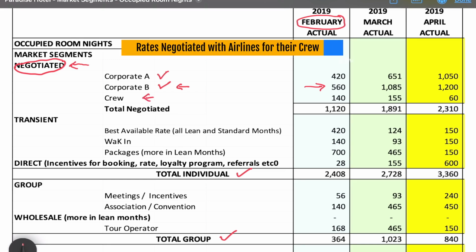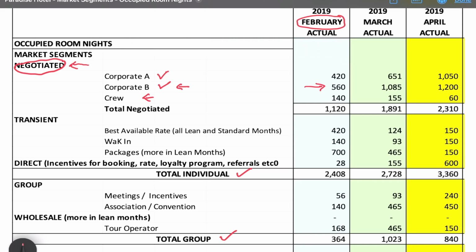These are the rates given to airlines for their crew who could be checking in and checking out of the hotel. And that is another part of the negotiated market segments. So together with corporate A, B, and crew consist of the total negotiated, and the total negotiated market segments you can see contribute to 1,120 room nights for the month of February.